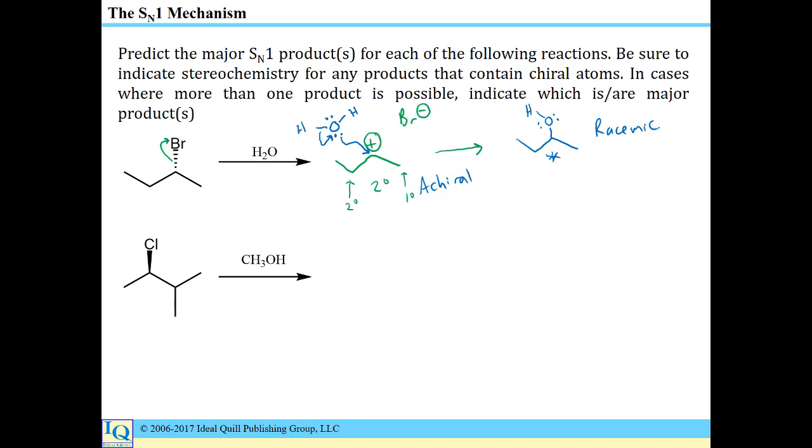In our second example, we have this alkyl chloride. We'll have heterolysis of the chloride leaving group, leaving a carbocation.